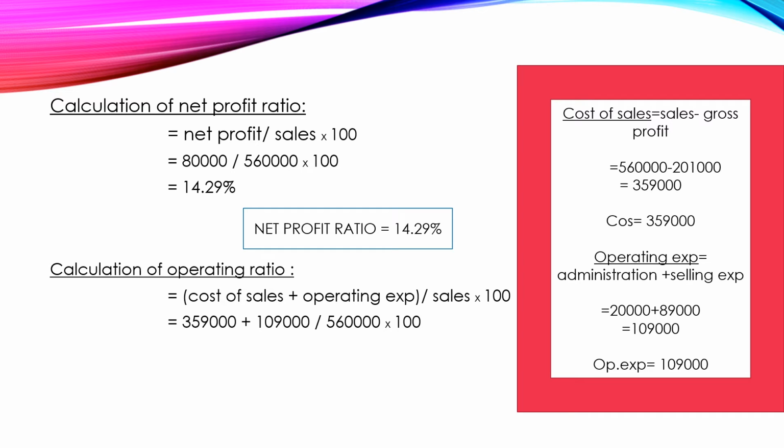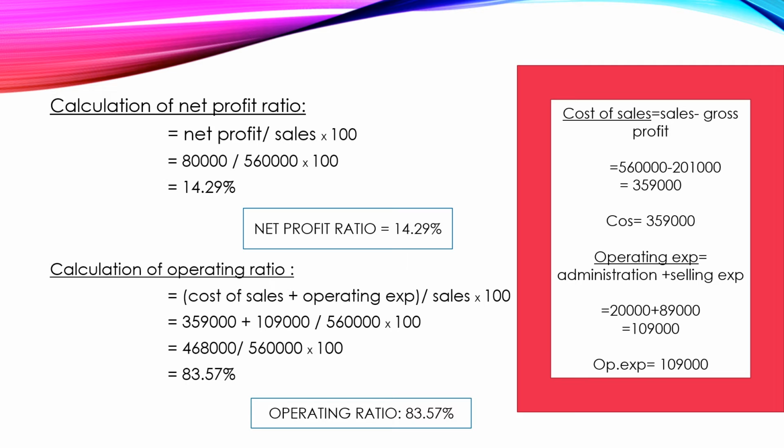Therefore, cost of sales 3,59,000 plus operating expenses 1,09,000 divided by sales 5,60,000 into 100 is equal to 4,68,000 divided by 5,60,000 into 100, which is equal to 83.5%. Therefore, operating ratio is equal to 83.57%.